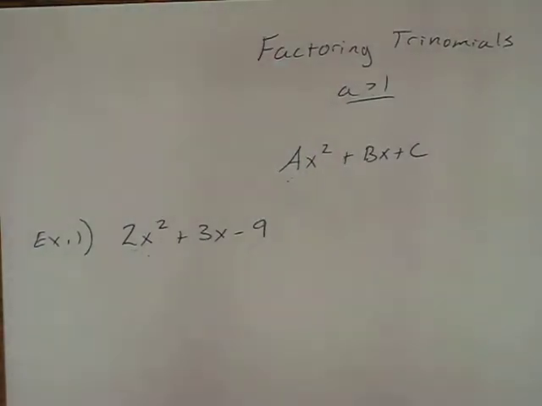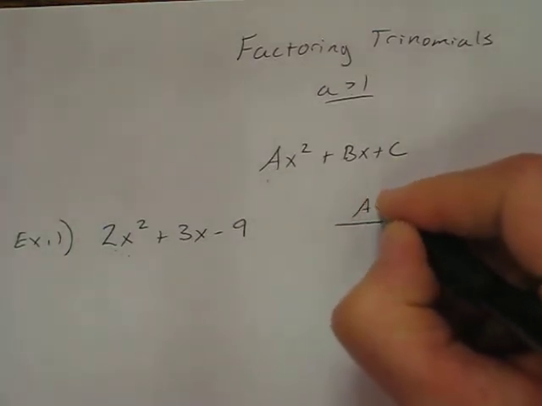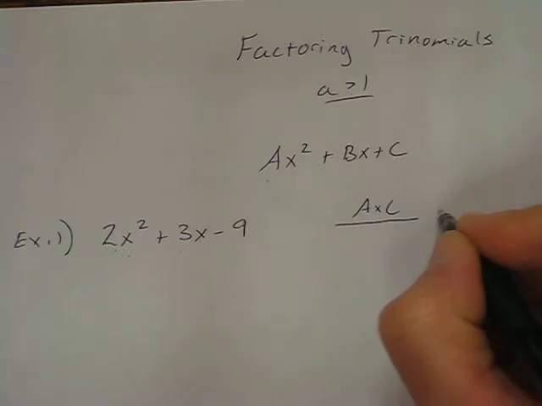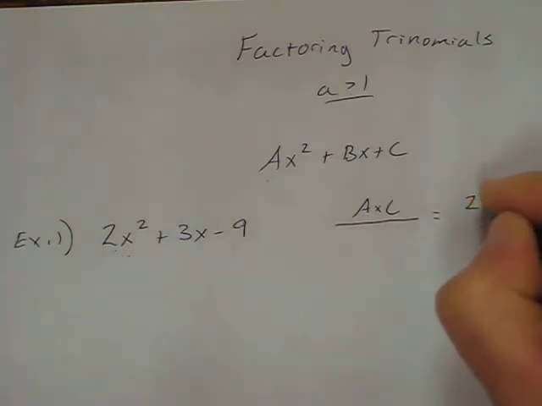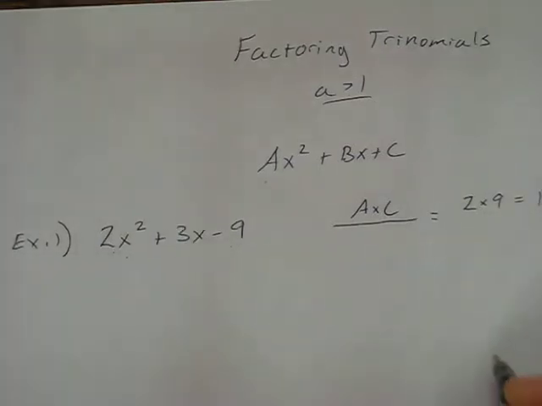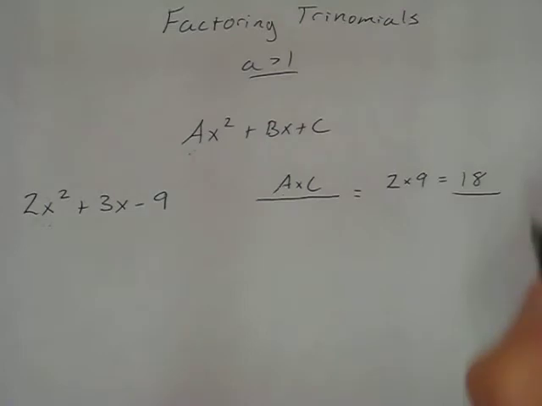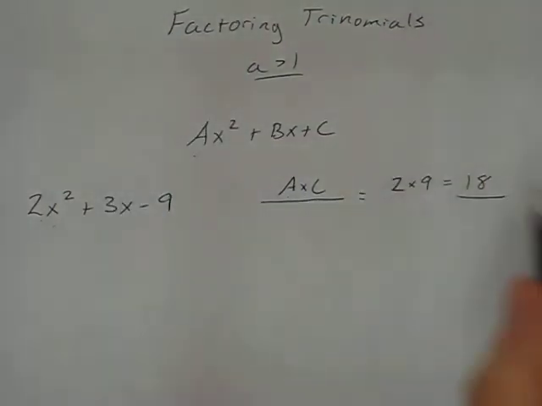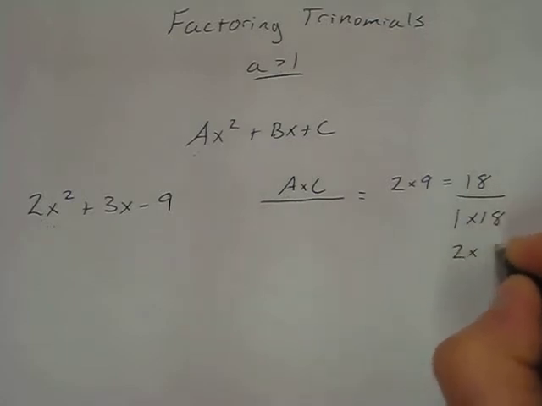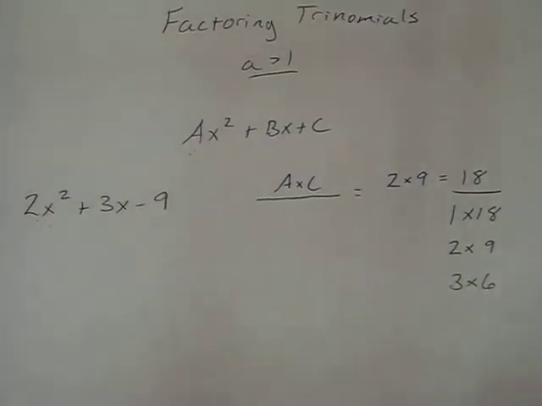Now, the very first thing you have to do is multiply a times c together. What you get is 2 times 9, and you get 18. So you first have to find a times c. Now, I'm going to find my factors of 18 just like I did before. And my factors of 18 are 1 times 18, 2 times 9, 3 times 6, and that's it.